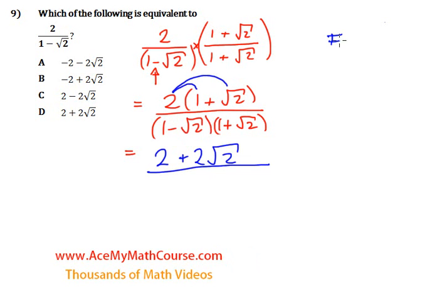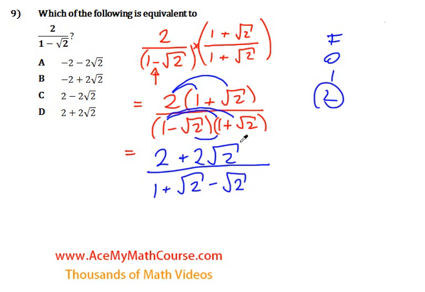First, outside, inside, last. First two terms, 1 times 1 is 1. Outside terms, 1 times the square root of 2 is just the square root of 2. Inside terms, negative root 2 times 1, negative root 2. And finally, the last two terms, negative root 2 times root 2.